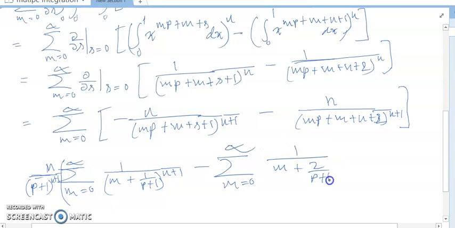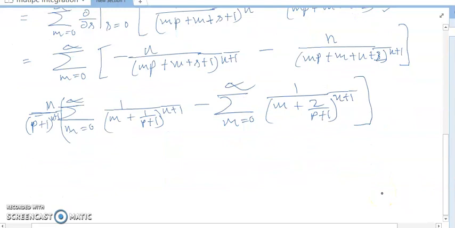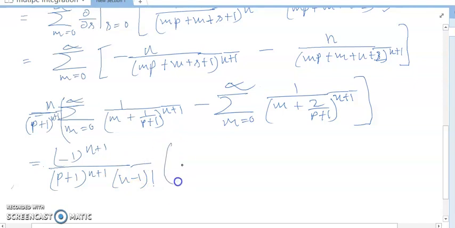Now I use the digamma formula. So just putting in this digamma formula, I get the value: minus 1 whole to the power n plus 1, divided by (p plus 1) whole to the power n plus 1, times (n minus 1) factorial, into digamma of order n at 2 divided by p plus 1, minus digamma of order n at 1 divided by p plus 1.